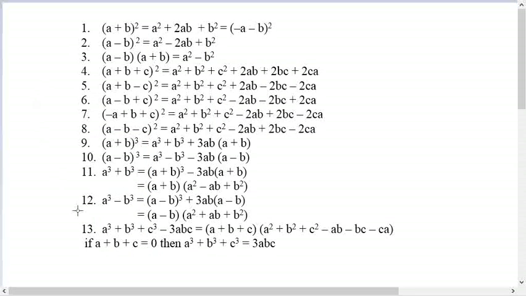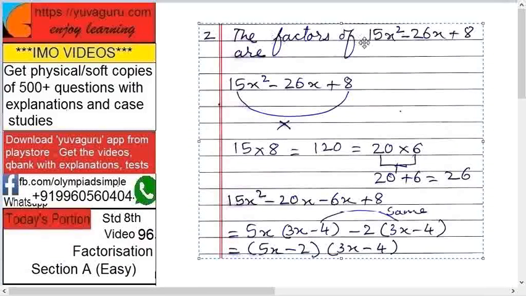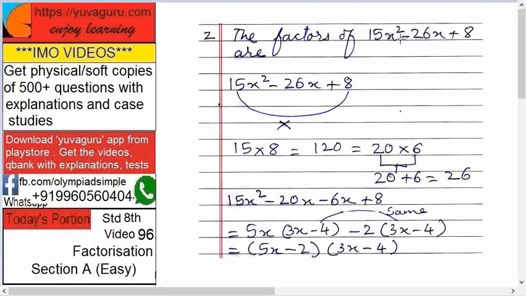This is the list of all the formulae for squares and cubes, very important ones, in fact not all, important ones. Next, the factors of 15x square minus 26x plus 8 are. So 15x square minus 26x plus 8.